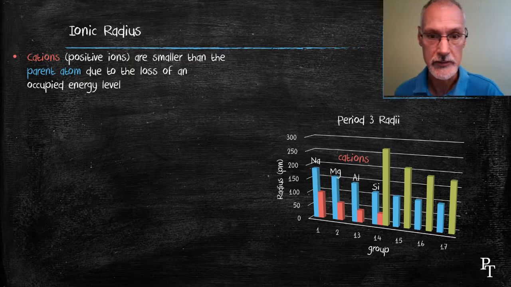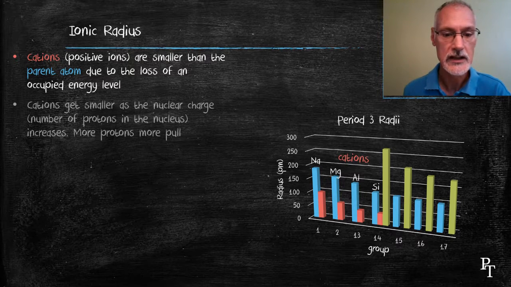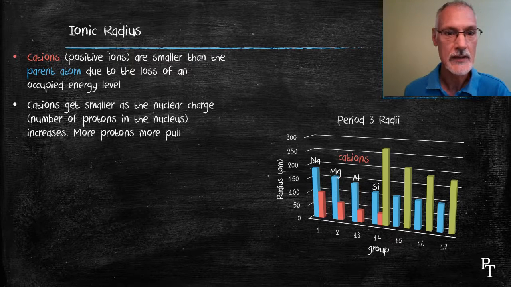The second trend we should notice in the cations is they become smaller as you move from left to right across the periodic table. That happens because we have a greater nuclear charge, a greater number of protons in the nucleus. That greater number of protons results in more pull.